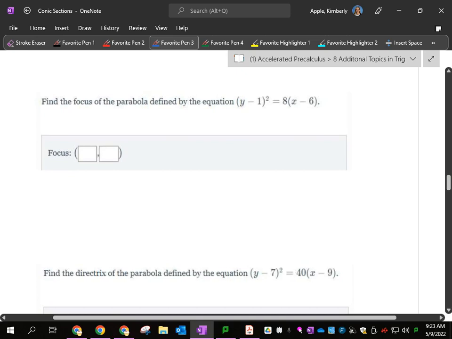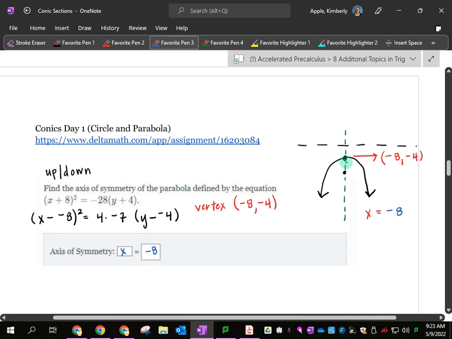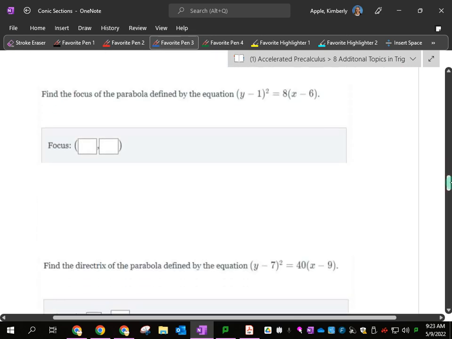This next one is find the focus. So remember, the focus is the point that floats inside of the parabola, and it is p units away from the vertex. The first thing we've got to do is rewrite this. So this is y minus 1 squared equals 4 times 2, x minus 6. Is this left, right, up, or down? Right. It's going to be a right opening parabola.